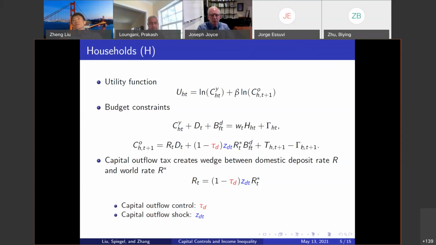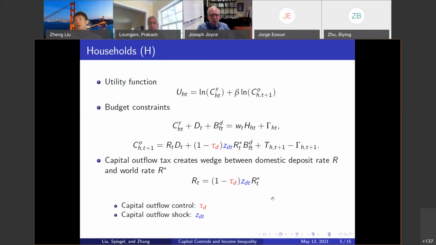You can obtain this no arbitrage condition from the optimizing decisions, which says that there's a wedge between the domestic deposit interest rate R and the world interest rate R star, determined by the tax rate on capital outflow, tau D, and the capital outflow shock, ZD.